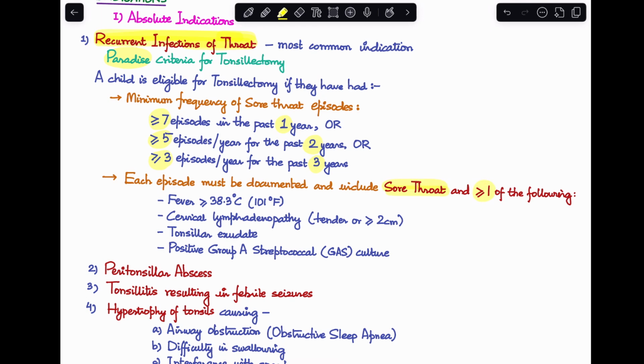Now, there are 4 conditions over here. There can be either fever more than 38.3 degrees Celsius or 101 degrees Fahrenheit, cervical lymphadenopathy, which can be tender or the size can be more than or equal to 2 centimeters, presence of tonsillar exudate, or positive group A streptococcal culture. These are the conditions that you need to find, and they need to be documented for it to be counted as an episode under the Paradise criteria for tonsillectomy. So, this was our first indication and the most common indication.